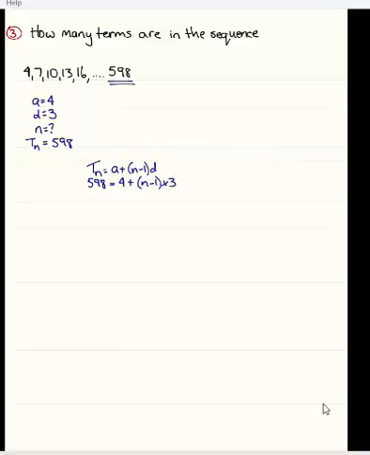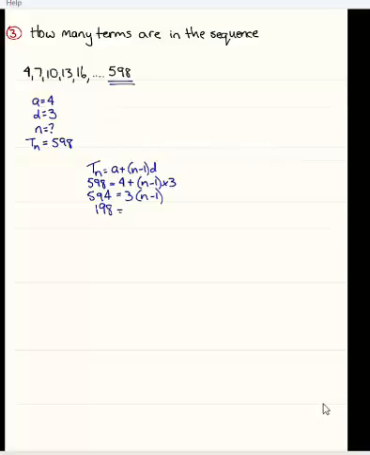And then you're just solving an equation. Okay, so we've got the plus 4, we want to get rid of that. So 594 is equal to 3 outside of n minus 1. And then we need to divide everything by 3, because we've got that 3 in front of the brackets that we don't like. So when I divide by 3, I'm left with 198.